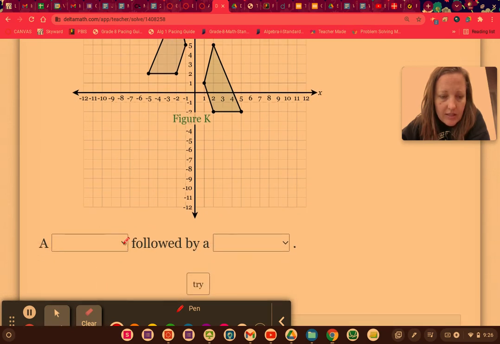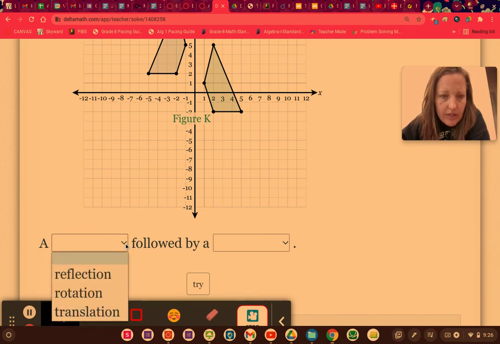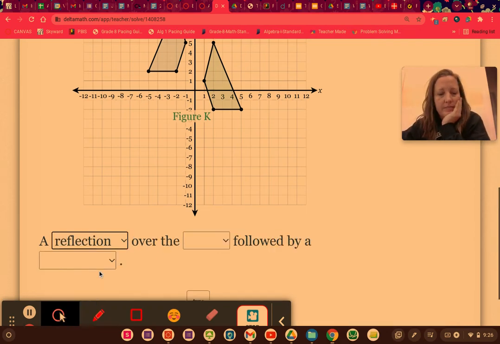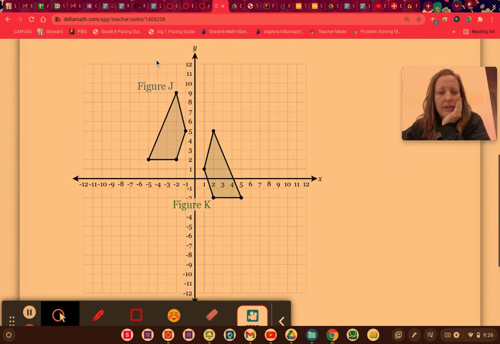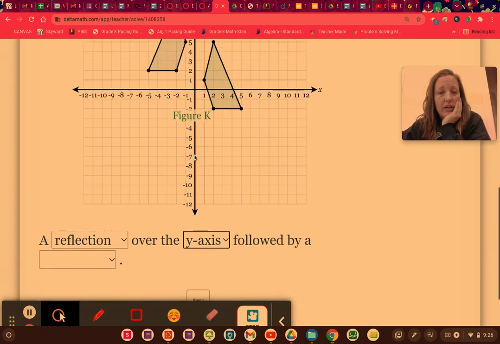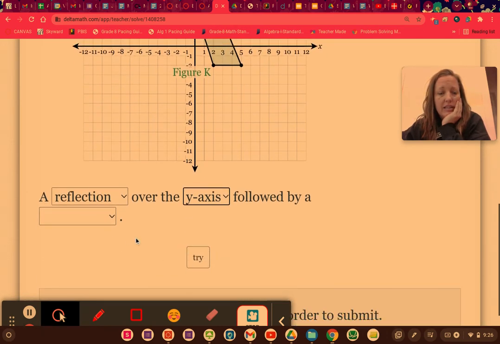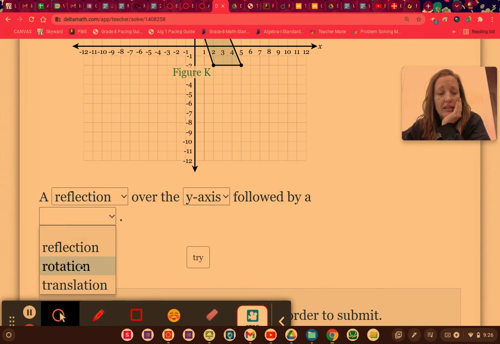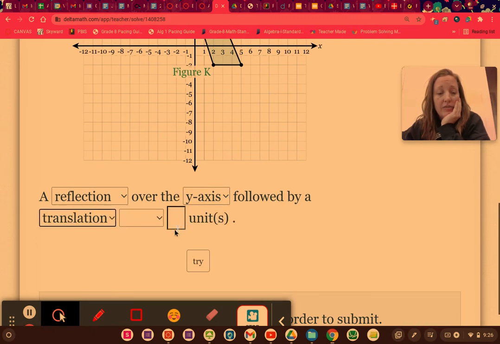So let's say it's a flip. A flip is a reflection. Where do I want it to reflect? So go back over here. Does it look like it flipped down here, or does it look like maybe it flipped over here? I'm saying the Y, right? The Y is this one going this way, followed by a slide or a translation, but I don't know how far. So let's just leave it at that.